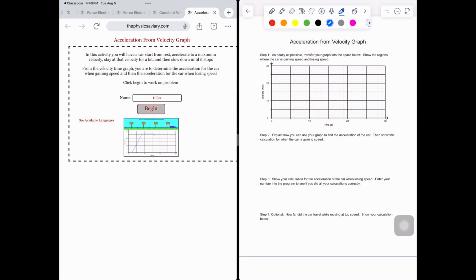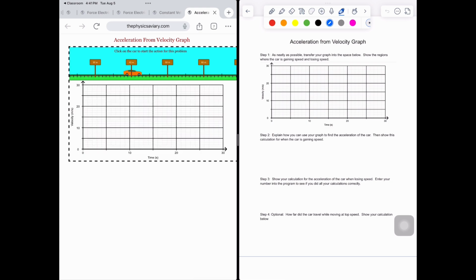Question 4, acceleration from a velocity graph. In this activity, you will have a car start from rest, accelerate to a maximum velocity, stay at that velocity for a bit, and then slow down until it stops. From the velocity graph, you are to determine the acceleration for the car when gaining speed, and then the acceleration while losing speed. Go ahead and enter your name in the program. Let's begin.